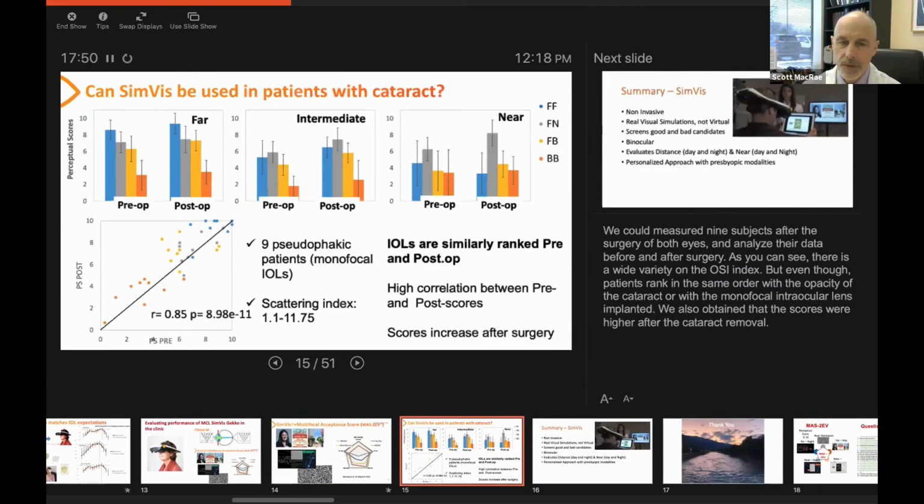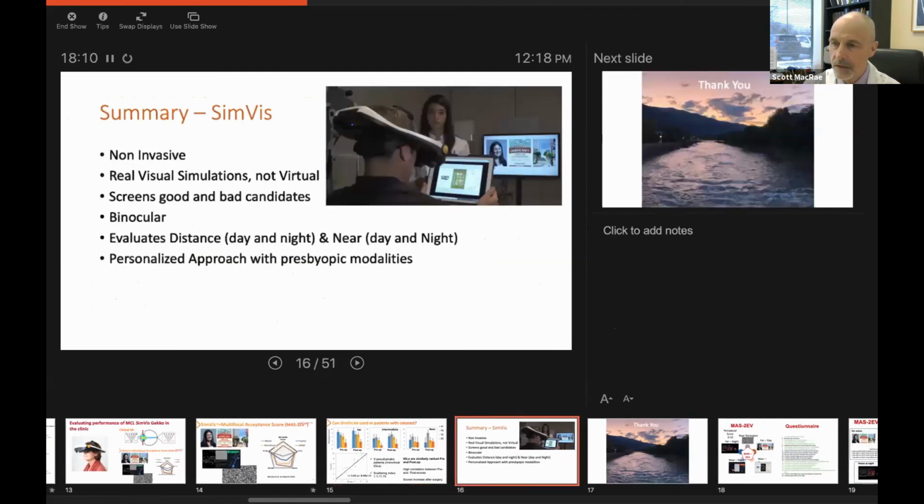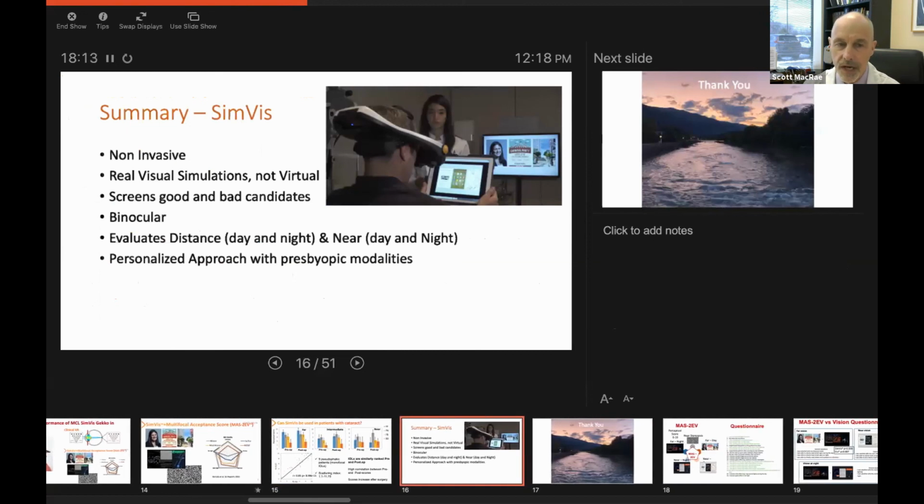Okay, so this is the very last slide basically. And the big question is, well, can you do it in patients with cataract? This is a study basically that showed you can do it in 9 pseudophakic patients. The scatter index varied between 1.1 and 11.75. The IOLs are similar pre and post, and the correlation is very high. So in summary, it's non-invasive, and it allows us to get a personalized approach with presbyopic modalities. Thanks.